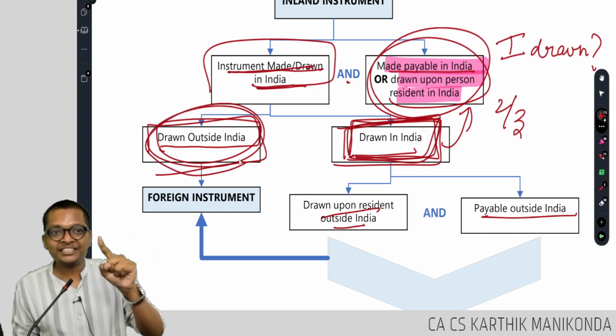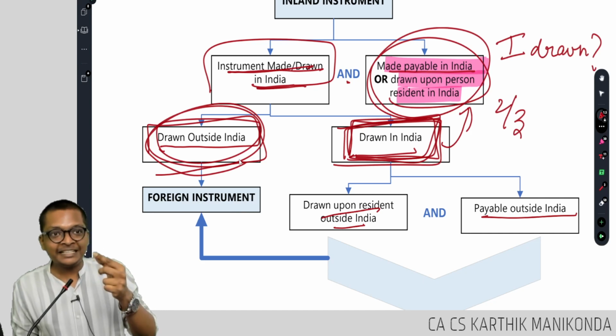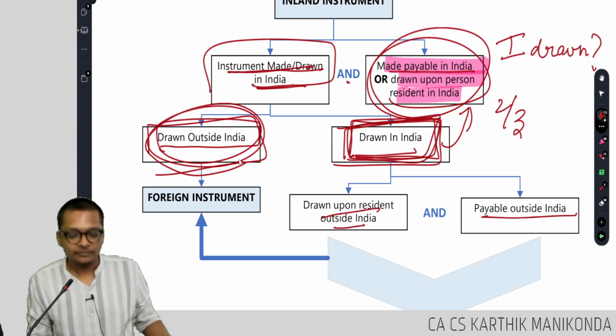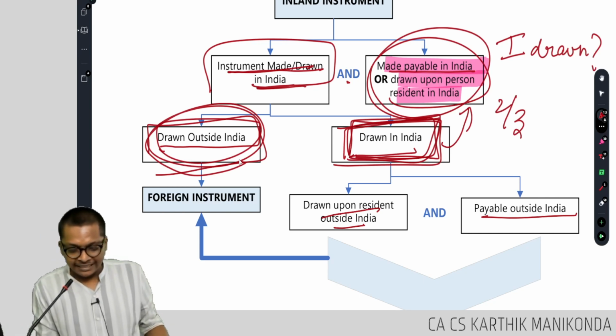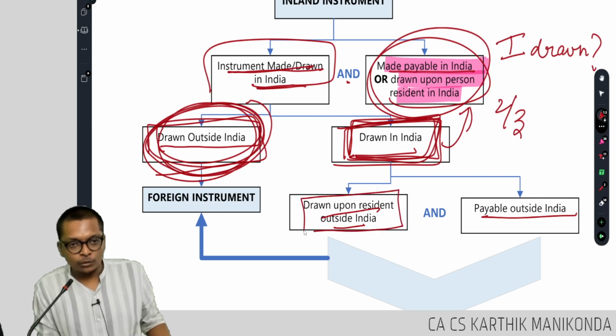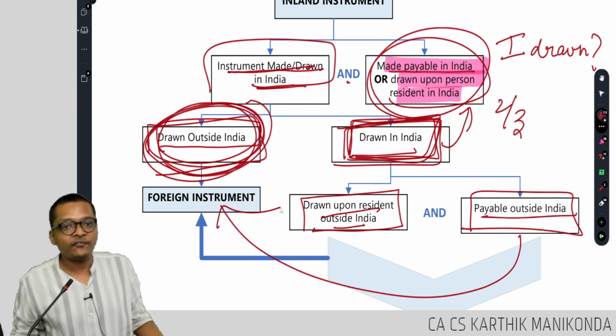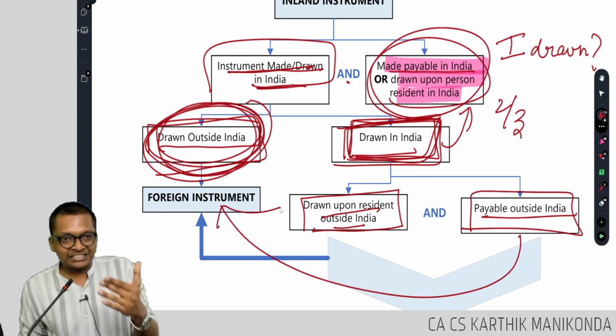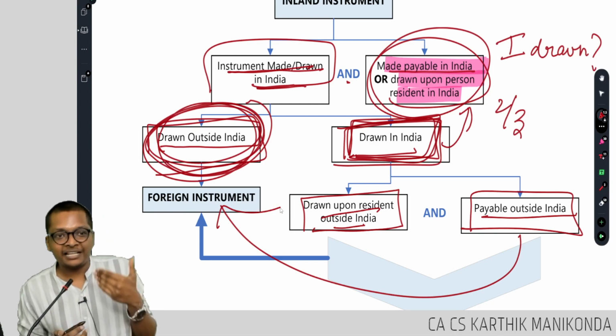Sir, it is drawn outside India. That means the first condition fails. That means conditions 2 and 3 should pass. That's why, if you look at this, they are saying if the first condition failed and it is drawn upon a resident outside India and payable outside India, it becomes a foreign instrument. This chart is aligning with the study material as per the Act.